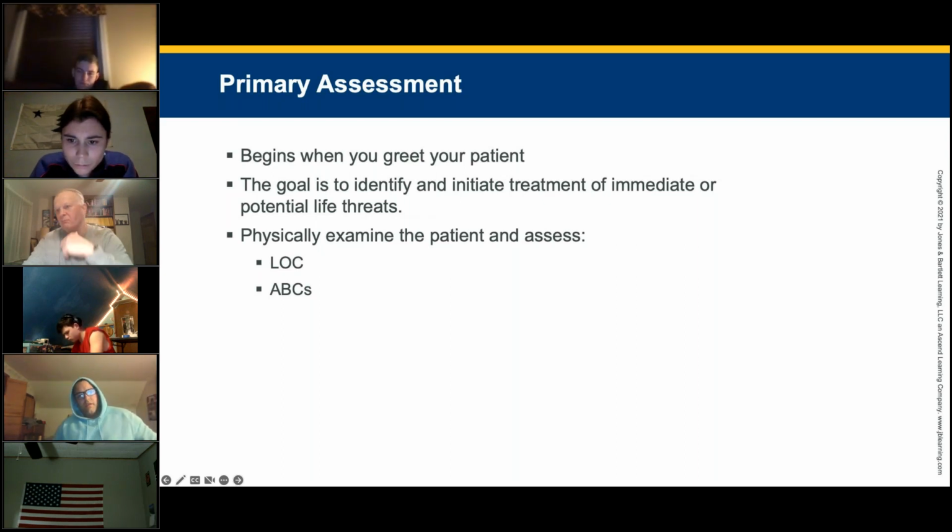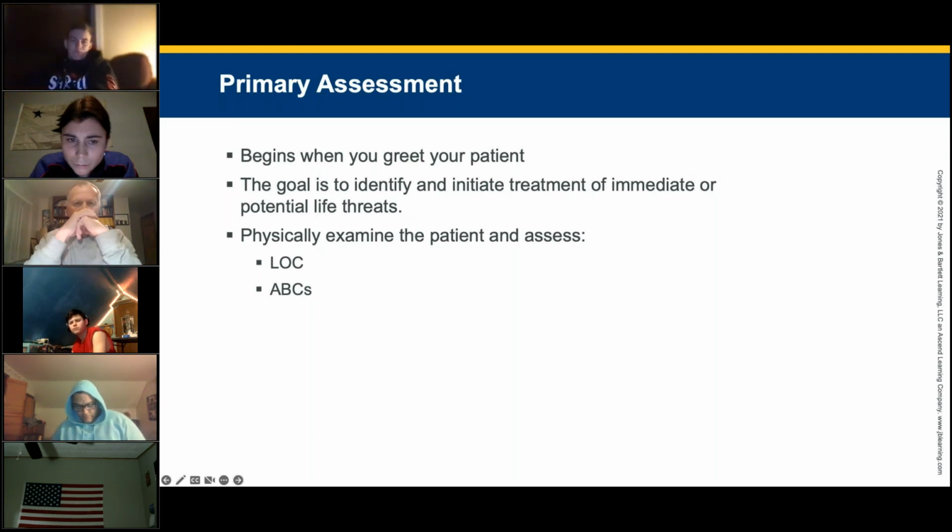The ABCs: airway, breathing, and circulation. Without any of those things, you don't have a living patient. They have to have an airway, they have to be breathing, and they have to be circulating blood.